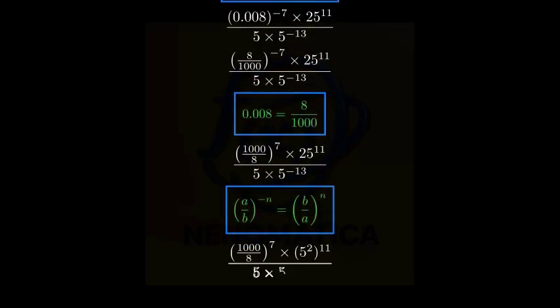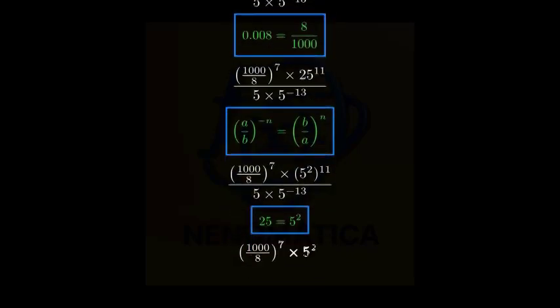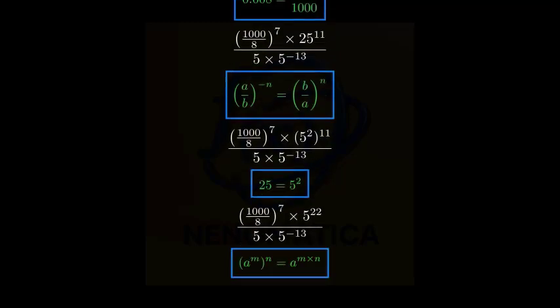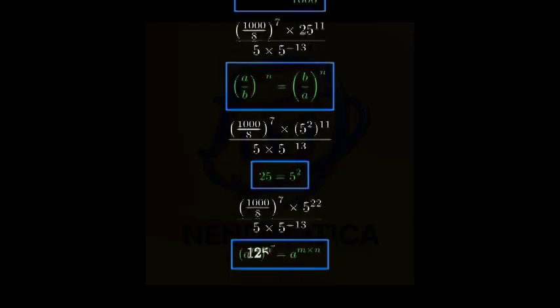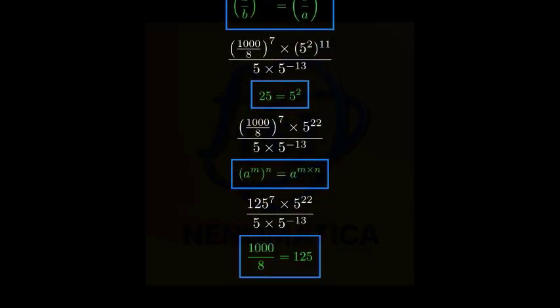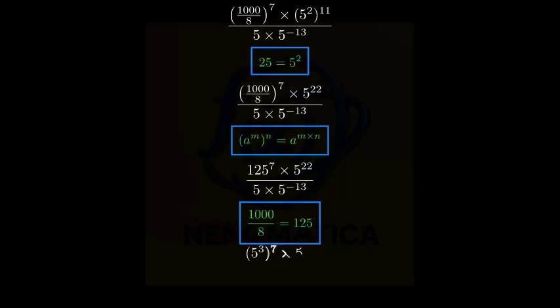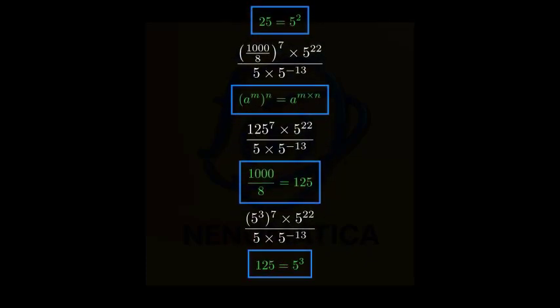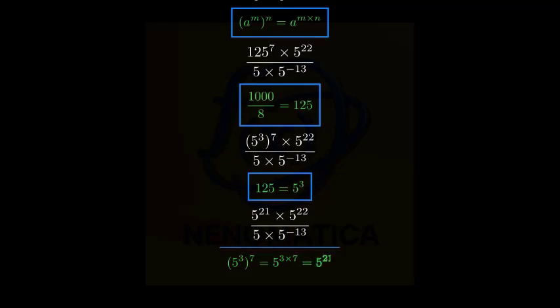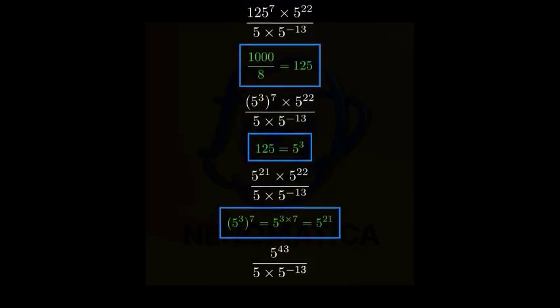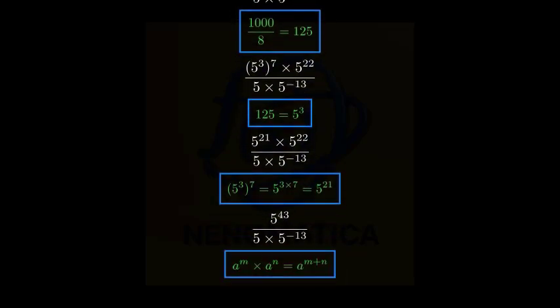We can rewrite 25 as 5 squared. We can apply the power of a power rule to calculate 5 squared, raised to the power of 11. This becomes 5 to the power of 22. Now, let's calculate 1,000 divided by 8. 1,000 divided by 8 equals 125. We can also express 125 as 5 cubed. Using the power of a power rule again, 5 cubed raised to the power of 7 equals 5 to the power of 21. Now, in the numerator, we can combine 5 to the power of 21 and 5 to the power of 22 by adding the exponents. This gives us 5 to the power of 43.